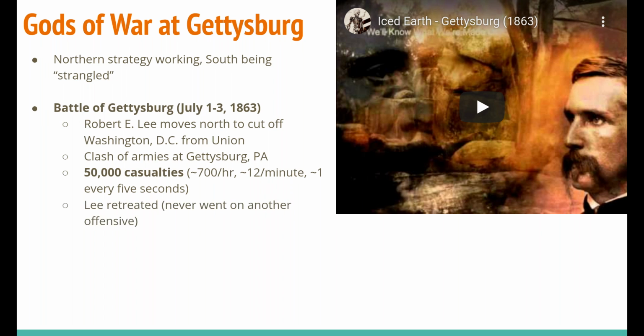So after this battle, which Lee does lose, he retreats, and the South never mounts a Northern offensive again, right? They never try to attack within Northern territory. So this is really considered the turning point of the Civil War. At this point, the North is on the offensive. They are attacking, and the South is essentially just trying to survive and run away.